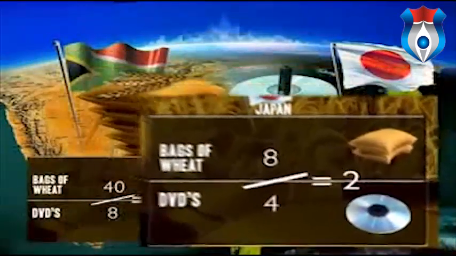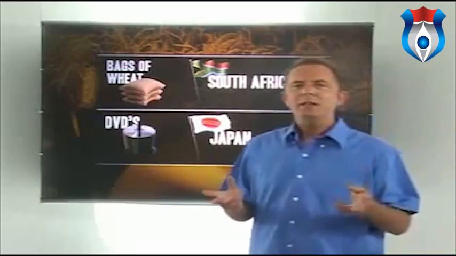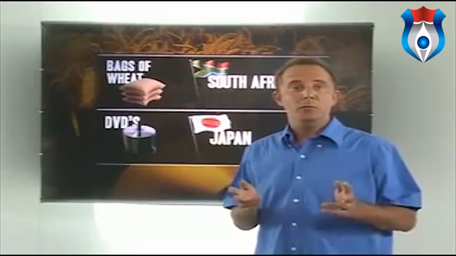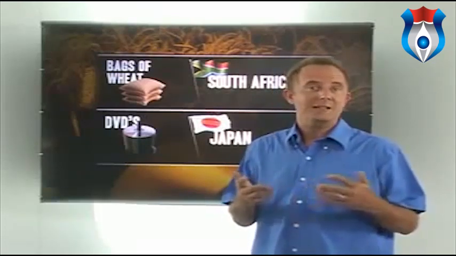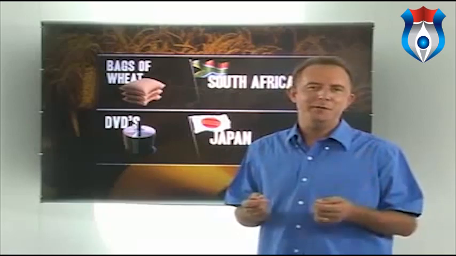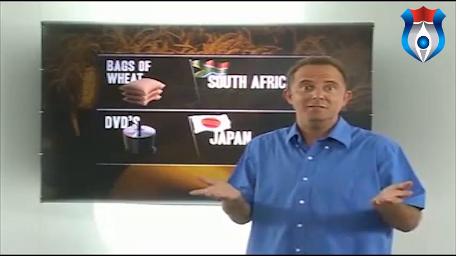So, comparing the cost of production in both countries, South Africa has to give up 5 bags of wheat for each DVD it makes, while in Japan it only costs 2 bags of wheat to make one DVD. So DVDs cost more in terms of bags of wheat given up in South Africa than they do in Japan. Or in less clumsy language, it's cheaper for Japan to make DVDs, so Japan should make the DVDs.